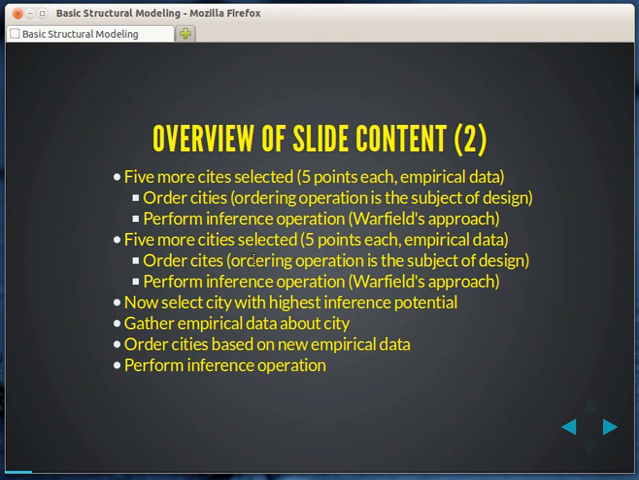We won't get to this part today. That'll be in later videos. And of course, we need to understand how to select the city with the highest inference potential. That's something that we'll also need to consider in our design process. And then we gather empirical data about the city and then order them, and then of course perform the inference operations to actually finalize and complete the structuring of the system.